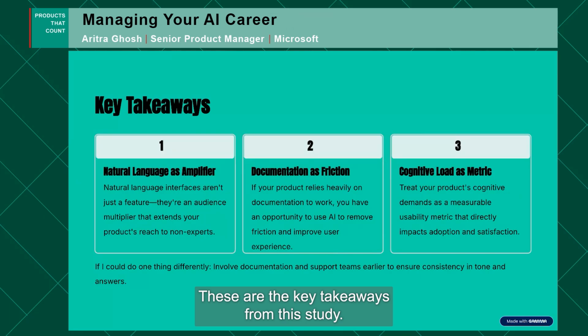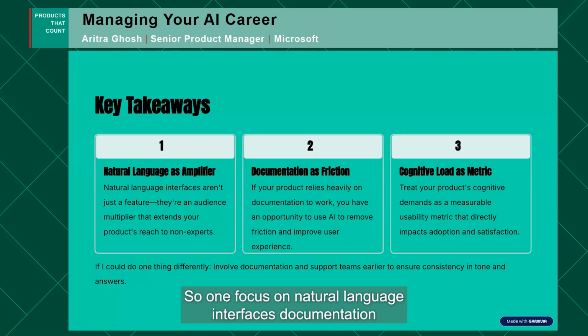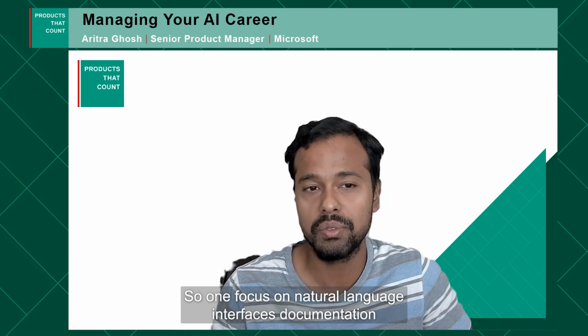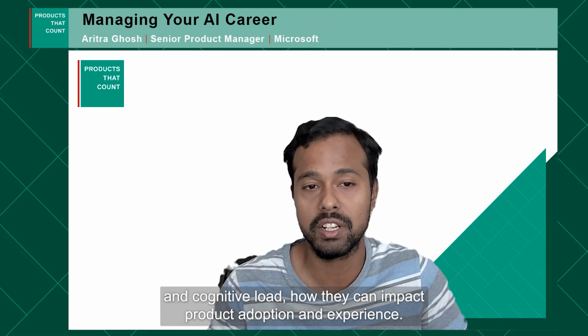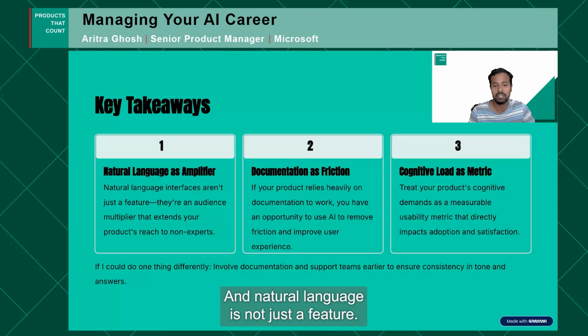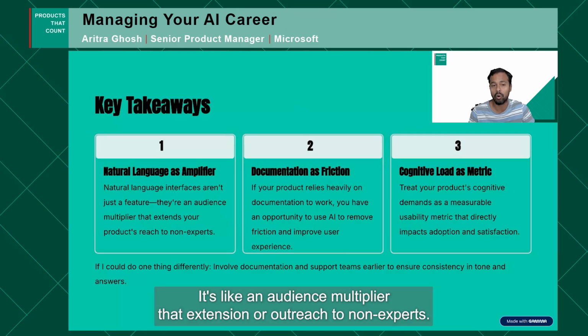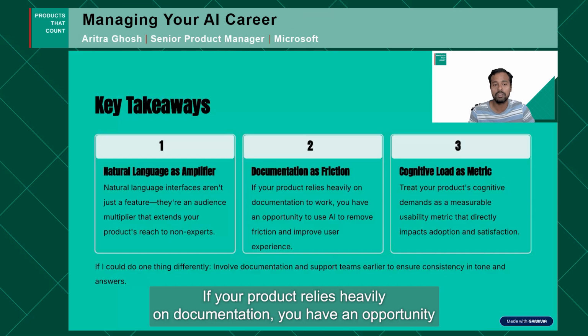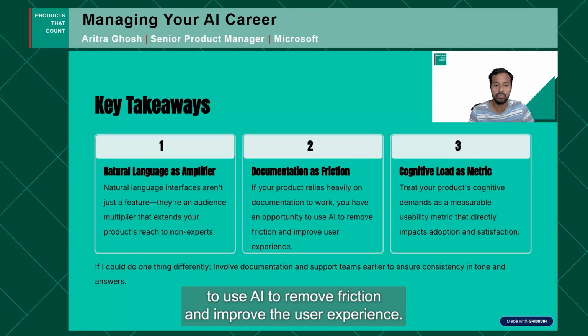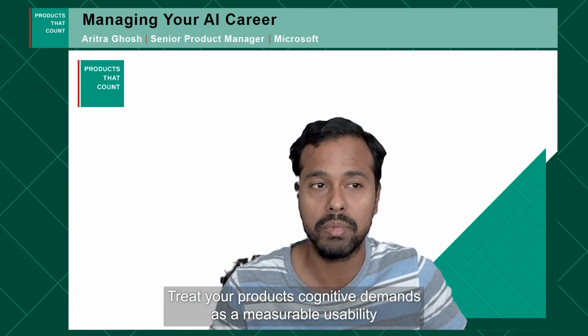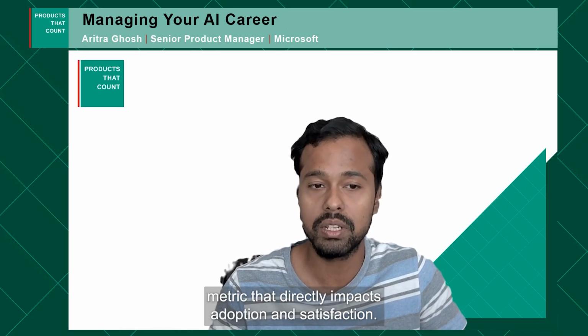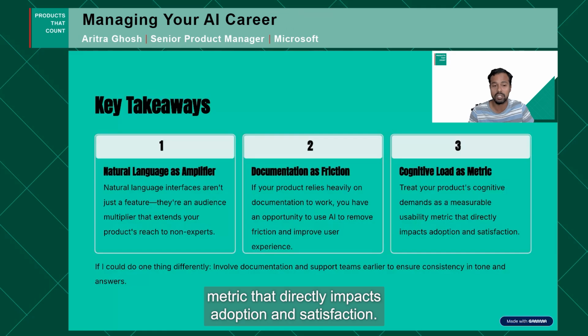These are the key takeaways from this case study. One, focus on natural language interfaces, documentation, and cognitive load, and how they can impact product adoption and experience. Natural language is not just a feature, it's an audience multiplier that extends your product reach to non-experts. If your product relies heavily on documentation, you have an opportunity to use AI to remove friction and improve the user experience. Treat your product's cognitive demands as a measurable usability metric that directly impacts adoption and satisfaction.